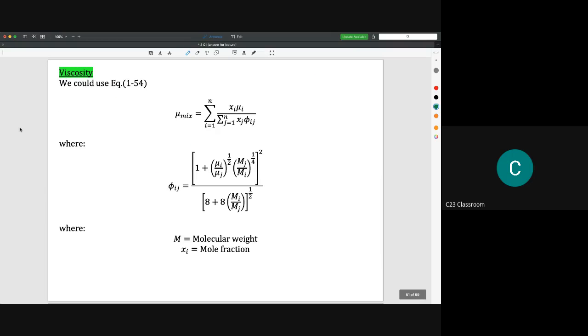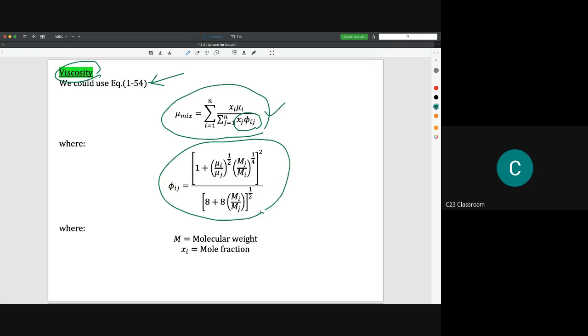Okay. So the way for us to calculate the viscosity here is by using equation 1.54. We have a mu mix, and we have a sigma sign. The sigma means the summation, the sum for each value. But we have a phi here, the xj phi ij. So the equation for xj phi ij is actually this one.